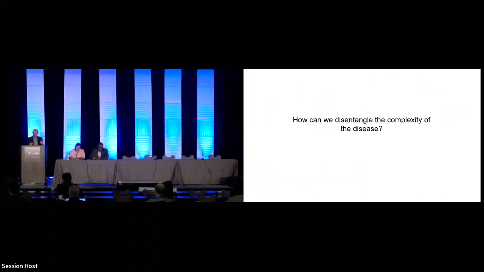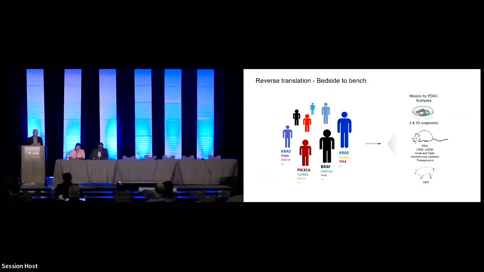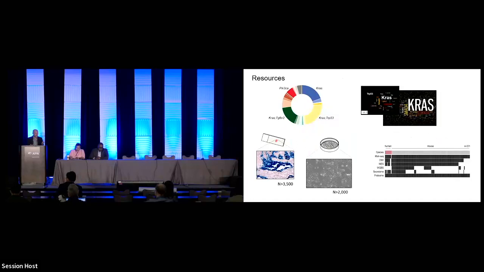So how can we now disentangle this complexity? I think we need to do a reverse translation approach, generating models for the different subtypes in vitro, in vivo, and also large animal models. And I think we are now at the point where we have all that together. What we did in the last 20 years was to generate a lot of cell cultures from mouse models with different genetic backgrounds, different mutation patterns.